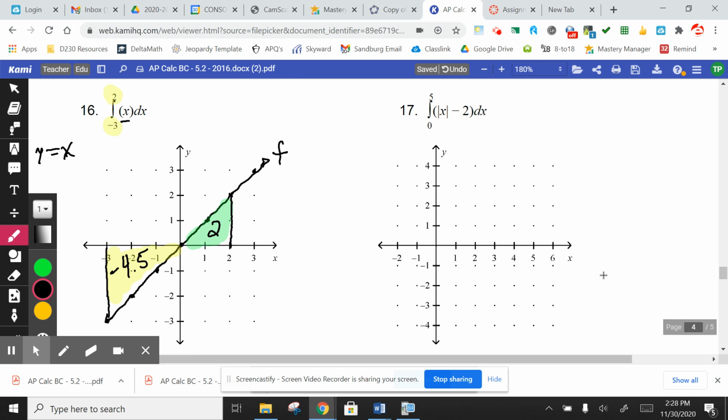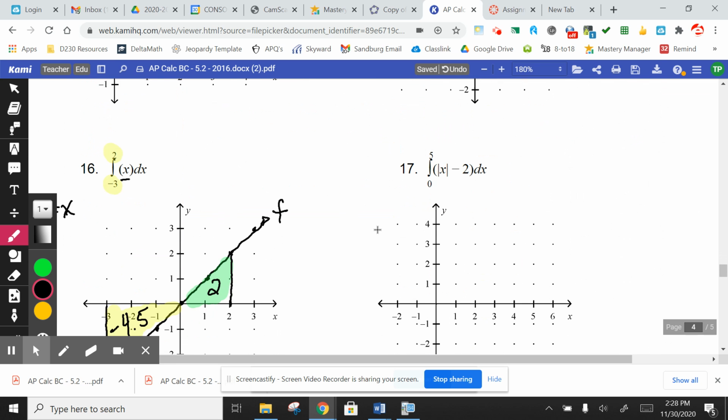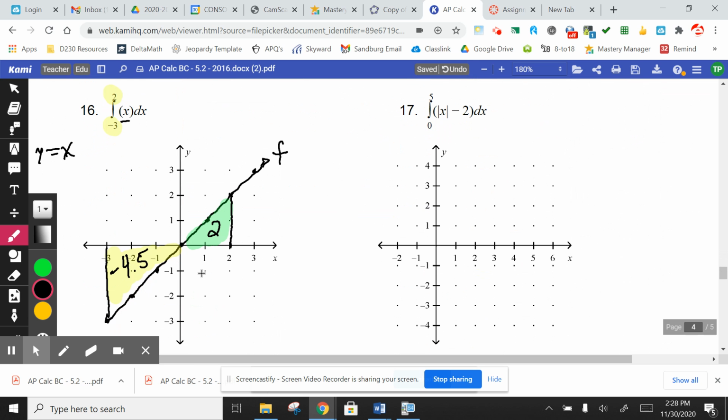Since we are, again, and here's now where it does become important, since we are looking for the value, we're trying to evaluate an integral, which basically means find the value of, what we would do is take this -4.5, and when we're doing value, we just add those up, and that should give us a -2.5. So our answer here, -2.5.